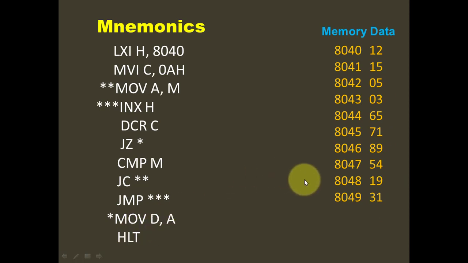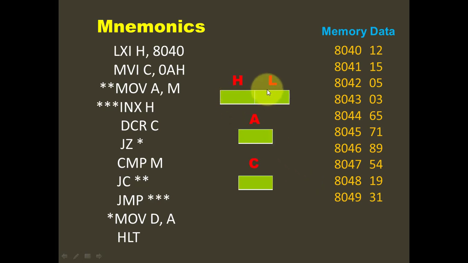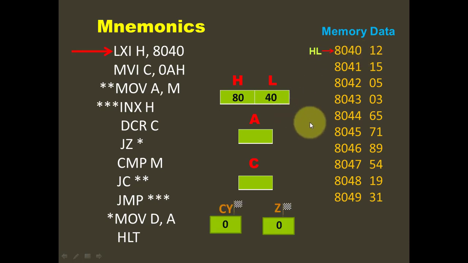Let us understand this code step by step. I will explain a few steps, then you can understand the entire code. So these are the registers. We will be using the HL register pair, register A, and register C. With the first instruction, LXI H, the data 8040 gets stored in registers H and L. So LXI loads the register pair. Then this can also act as a memory pointer, 8040. The next instruction is MVI C, 0A. Why 0A? Because we have 10 data bytes and 10 in hexadecimal is A.